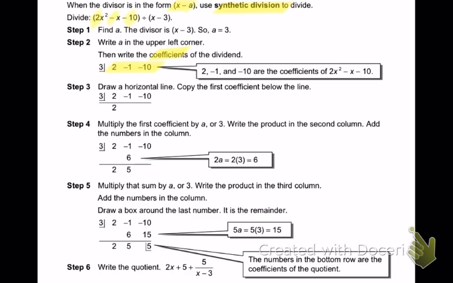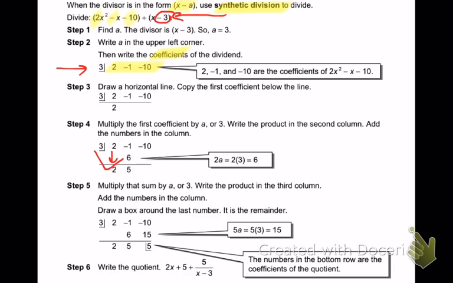But then I'm going to take my divisor. My divisor this time is going to be what's opposite inside here. So it says x minus 3. So what's opposite of negative 3? Positive 3. Okay. Yeah, so it's going to be 3. And now what I'm going to do here is I'm going to bring my first one down. So I'm going to start off by bringing the first coefficient down. It's going to be a 2. And then bring it down.